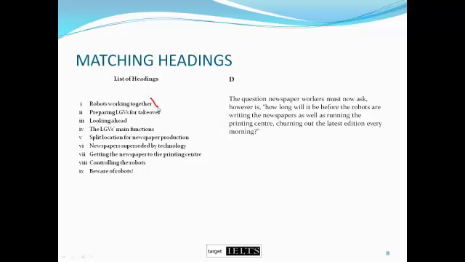Could be robots working together, preparing LGVs, looking ahead. It does talk about the future, that the newspaper workers are asking themselves how long will it be before the robots are writing newspapers for us as well. So it may just be what we are forecasting in the future. Could be main functions, split location, newspaper superseded, newspaper printing center, control of the robots, nothing to do with robots, beware of robots. In this case, we are definitely sure that it's going to be option number 3.